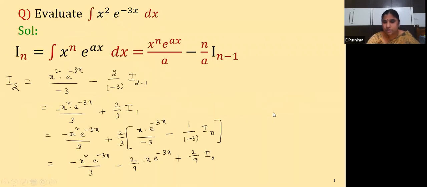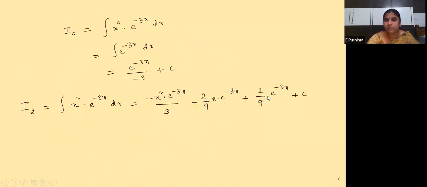Okay. So what was the step here? Minus 2 by 9 into x to the power of x into e to the power of 3x plus 2 by 9 into I naught. Plus 2 by 9 into I naught we have. So what is that I naught? I naught is nothing but e to the power of minus 3x by minus 3. Okay. So in place of I naught, I am substituting this value. So which is equal to minus x square.